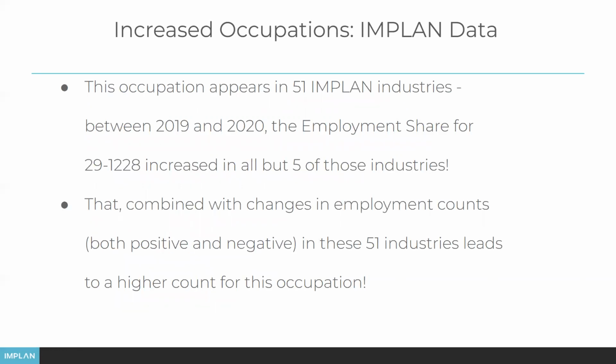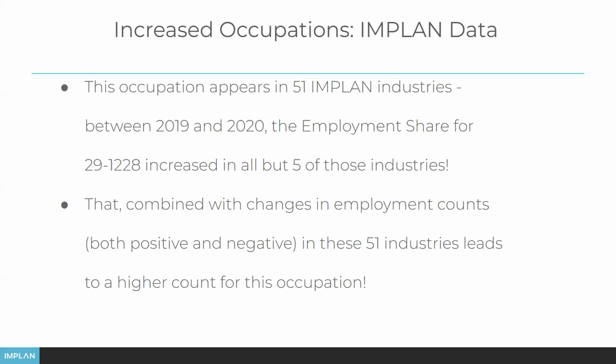Next, let's take a look at where this occupation appears. So 291228, physicians, all other, shows up in 51 IMPLAN industries. As each industry has an occupational split that grants distribution of wage and salary workers in each industry to all jobs in that industry, it's really important to look at those splits to see how they change between years. So between 2019 and 2020, the employment share, which is what dictates those splits, for this particular job rose in all 51 industries with the exception of 5.